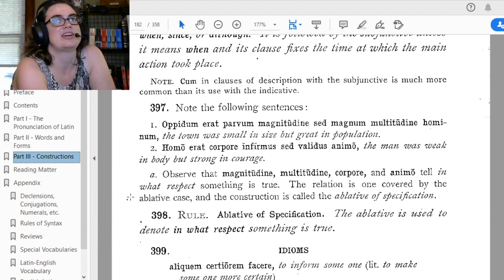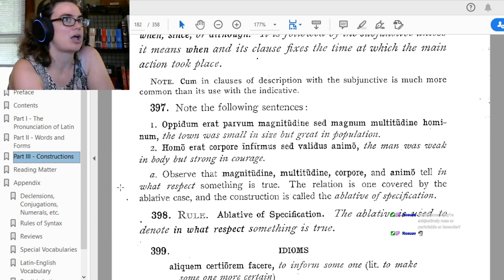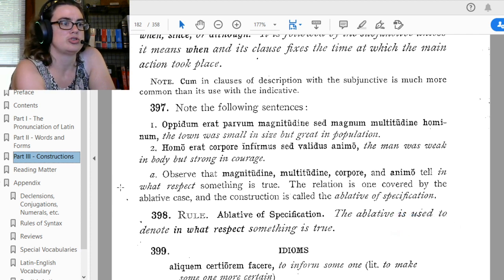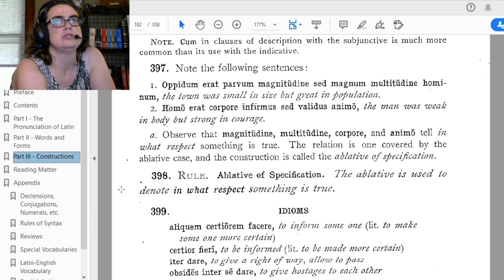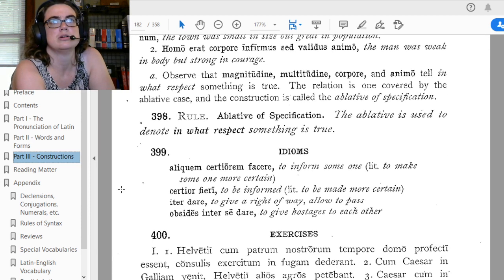So number 2, homo erat corpore infirmus, sed validus animo. The man was weak in body, but strong in courage. So again, just explaining in what way that makes sense. Are you just overall weak, or are you strong? So you can translate it as in something or in respect to something. So ablative of specification, the ablative is used to denote in what respect something is true. You don't use any prepositions with that.